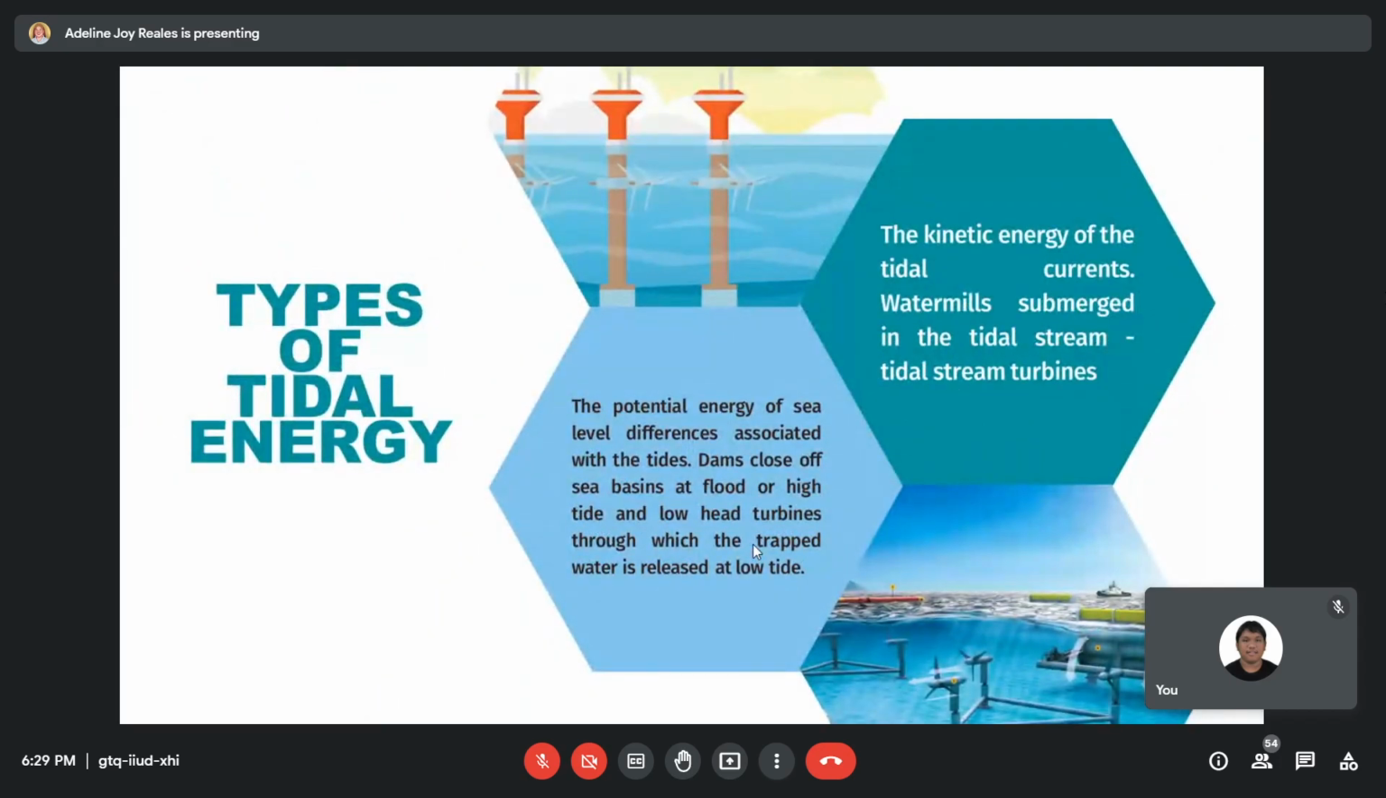There are two types of tidal energy. First one is the potential energy of sea level differences associated with the tides. Dams close off sea basins at flood or high tide, and low head turbines through which the trapped water is released at low tide. The next one is the kinetic energy of tidal currents: water mills submerged in the tidal streams and tidal stream turbines.